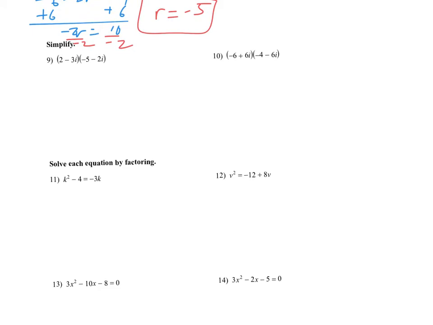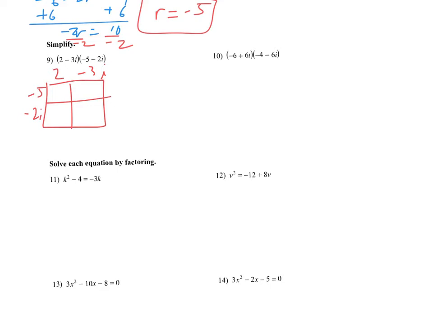All right, next up, we're going to multiply with some i's in here. So for these ones, I would always use a box. You're going to put 2 minus 3i on one side, and then -5 minus 2i on the other side. If you put those in the other order, it doesn't matter. All right, so we multiply to fill out the box.